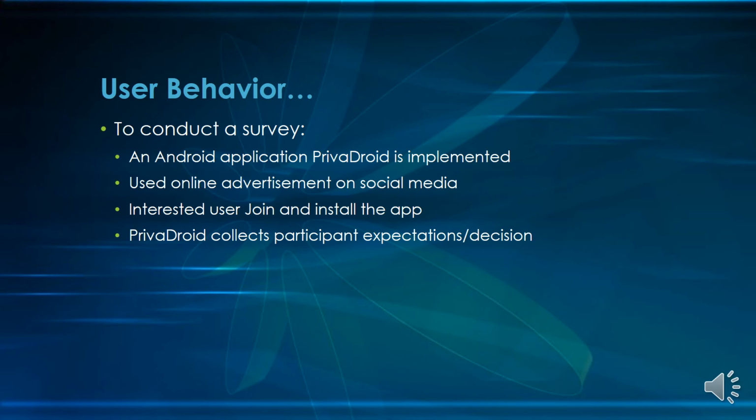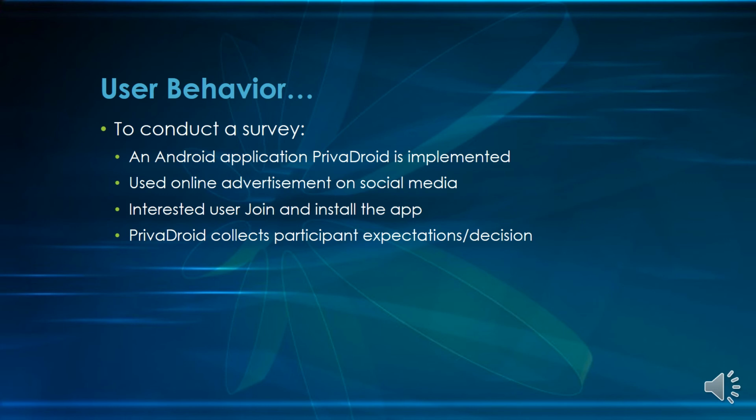An Android application called PrivDroid is implemented as an experimental tool. Online advertising is used to recruit participants, and the material is advertised on different social media services like Google, Reddit, and Facebook. Users who click on the ad are directed to the PrivDroid Google Play Store page to install it and join the experiment, if they are interested.